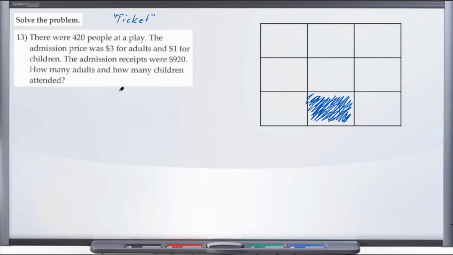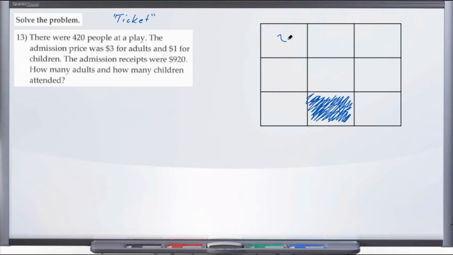So it says there were 420 people at a play, right? And the word play generally, or a movie, or something like that, right? In order to get into a play, you need a what? You need a ticket. In order to see a movie, you need a what? A ticket. In order to see a sports game, you need a ticket. So if your problem doesn't explicitly say the word ticket, just use some common sense inference, if you will. And so 400 people were at a play. The admission price was $3 for adults and $1 for children. The admission receipts were $920. How many adults and how many children attended?